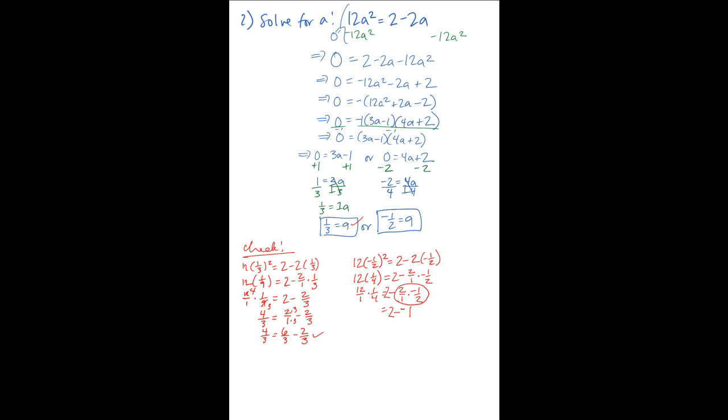And here, 12 and 4 are both divisible by 4. 12 divided by 4 is 3. 4 divided by 4 is 1. So we get 3 over 1 times 1 over 1, which is just 3. So we get 3 equals 2 minus negative 1, which is really 2 plus 1. And that's definitely true. So a equals negative 1/2 also works. Let's try another example.